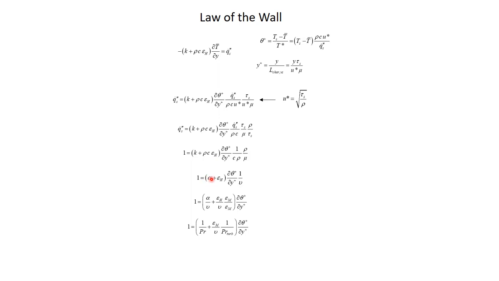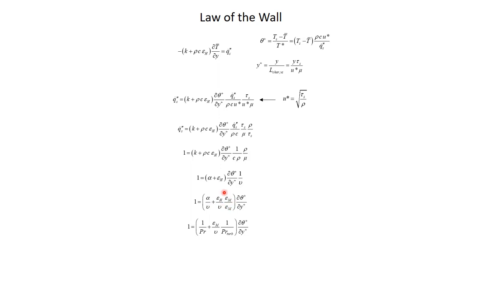So K over rho c is the molecular thermal diffusivity, and if I divide this turbulent thermal conductivity by the product of rho and c, I get the turbulent thermal diffusivity, which is the eddy diffusivity of heat transfer. So that's what I have left. Over here I have mu over rho, which is kinematic viscosity. So if I bring that inside, I'll have alpha over nu, and here I have epsilon sub h over nu.